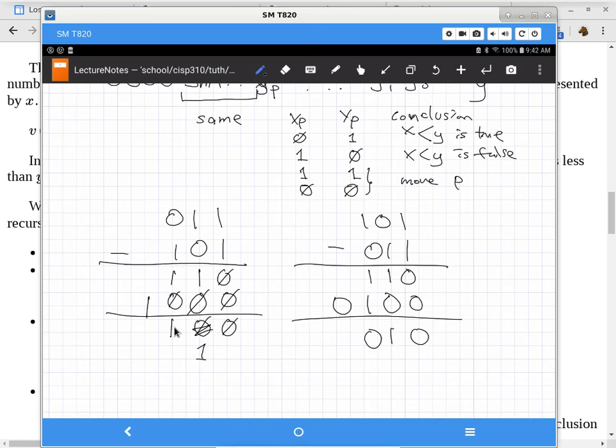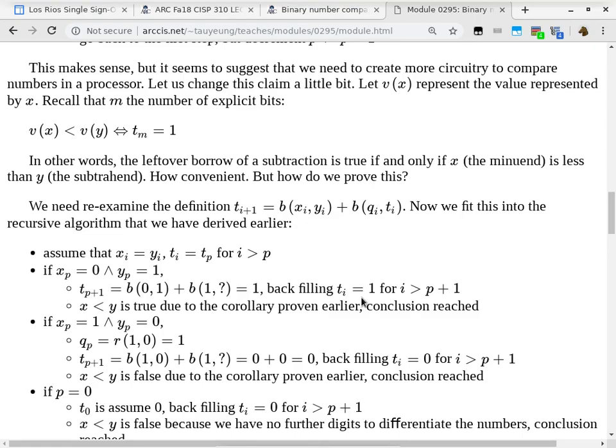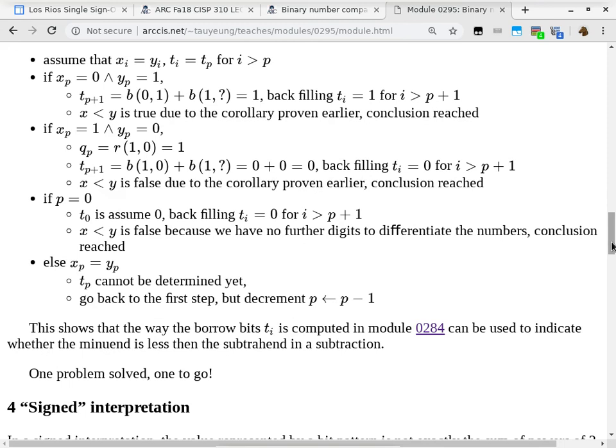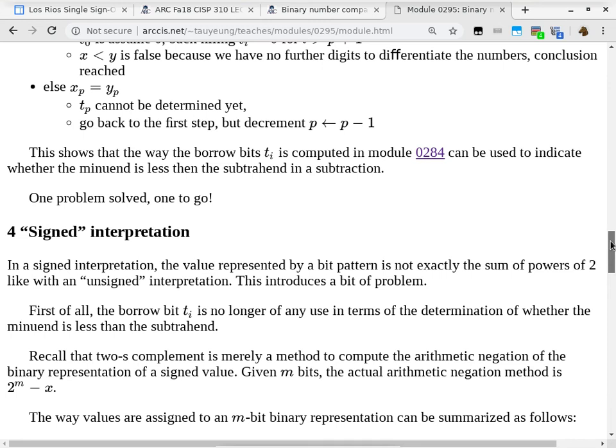Okay, cool. So when you go back to the notes, it does go through a proof of sorts to convince you that we can look at that one single overall borrow bit, and it does indicate the correct result. But I'm not going to go through that proof. You can read it on your own, or we can look at it at some other time.